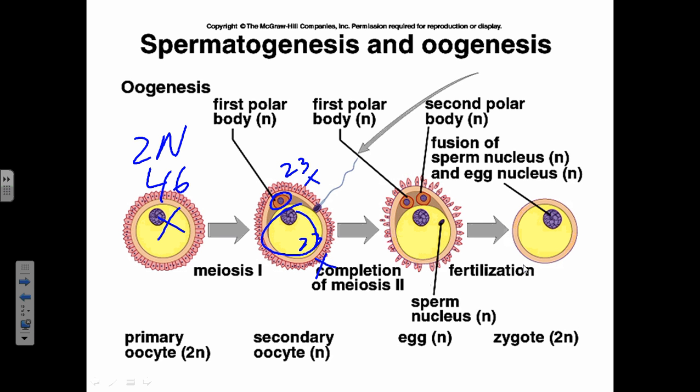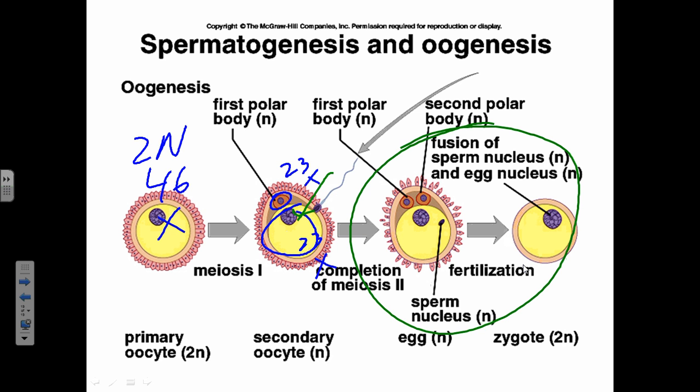The big cell is going to go on and divide again. But it never does that in you ladies unless a sperm comes in and gets through the first couple of layers of that egg cell. So most of your eggs never make it to this part. Most of them die. But if a sperm gets through that outer coating, then that egg will divide again.